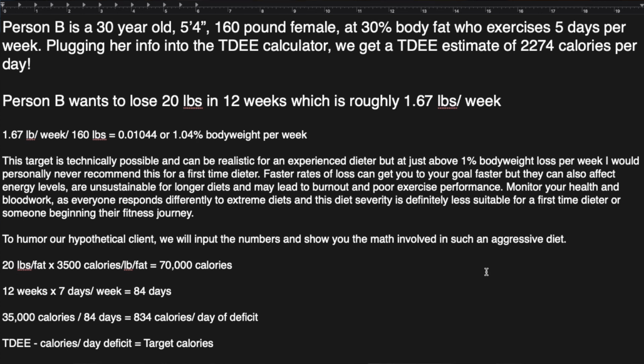To humor our hypothetical client, we will input the numbers and show you the math involved in this aggressive diet, and at the end give you a few more thoughts on what I think about it once we have the numbers to show you.